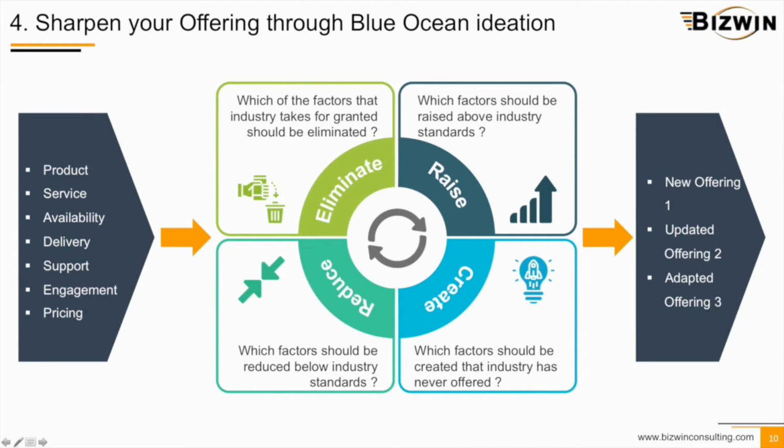And typically the outcome would be, if you subject these 7 elements: product, service, availability, delivery, support, engagement and pricing, to the blue ocean ideation, either a new offering or a vastly updated offering, or an adapted offering, meaning an offering now adapted for a different usage, for a different application. Either way you are benefiting from this. So it's a very important aspect of value creation. That is why we have put it in step 4.